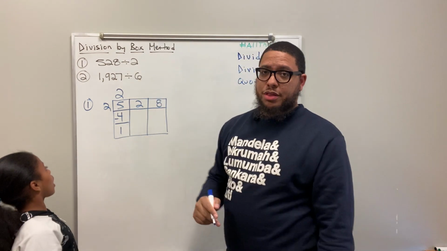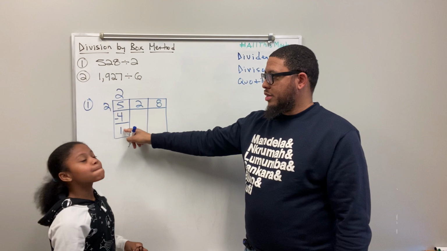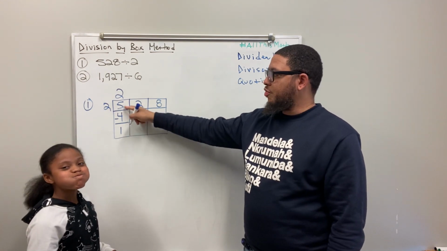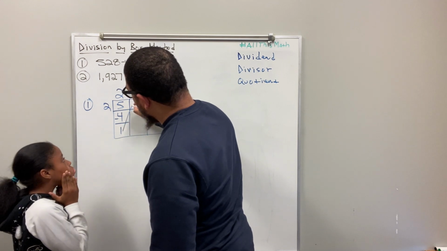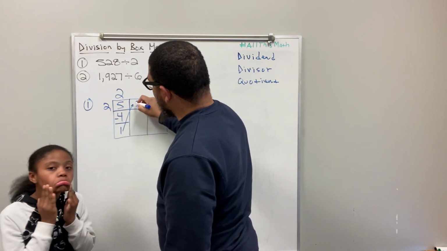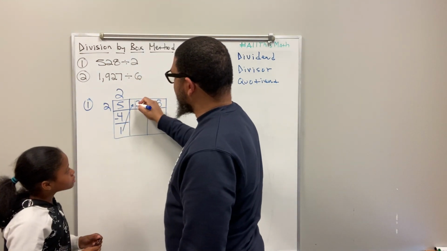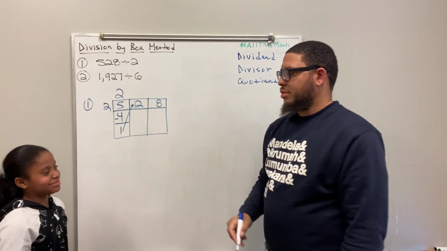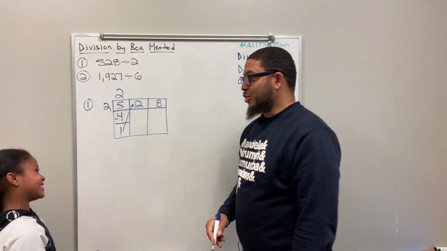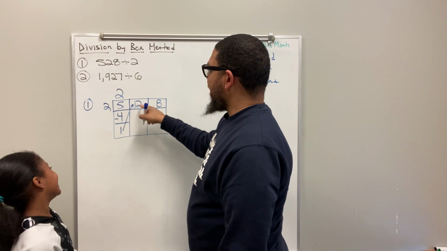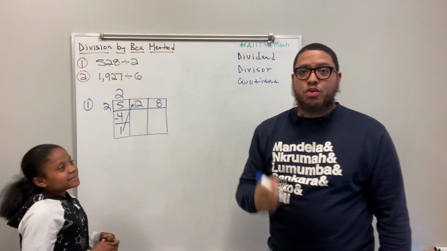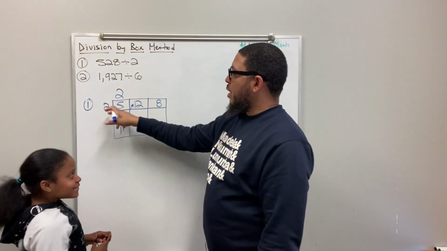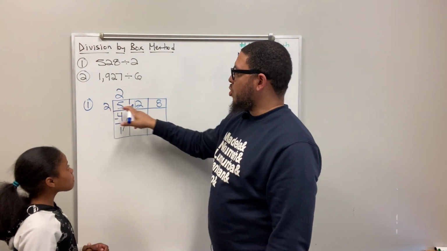Now, in the box method, that 1, which was the difference between 5 and 4, you draw an arrow up to the next column, and you put that 1 there. And now that 2 turns into a 12. It's wild, right? So the 1 turns into a 12. Now we repeat the same process. So now, how many times does 2 go into 12?